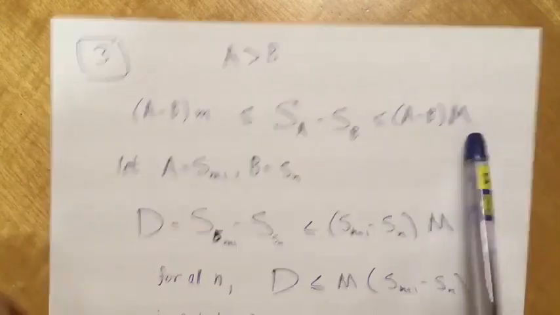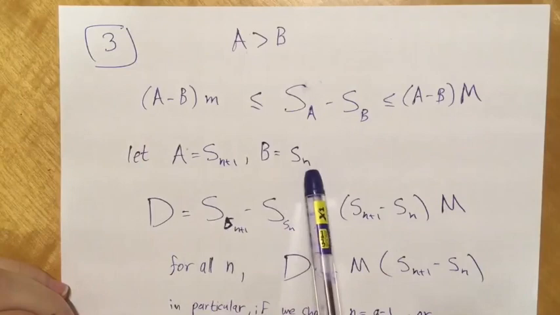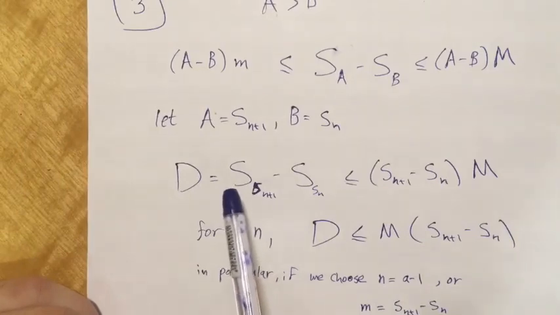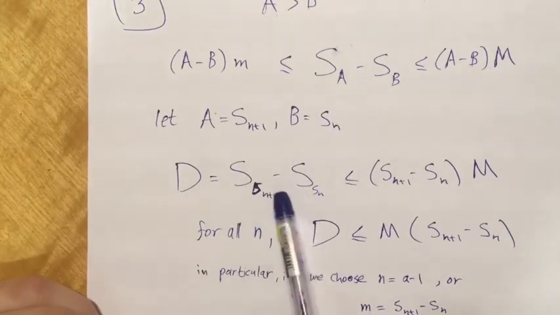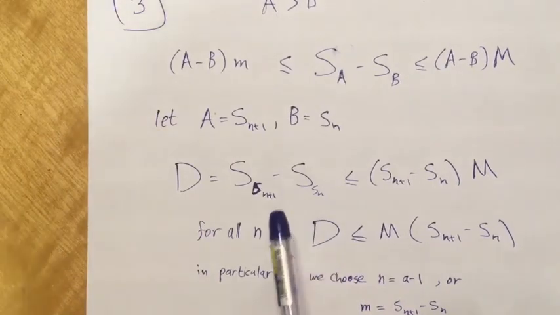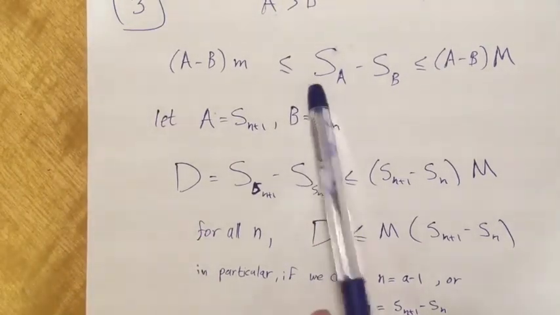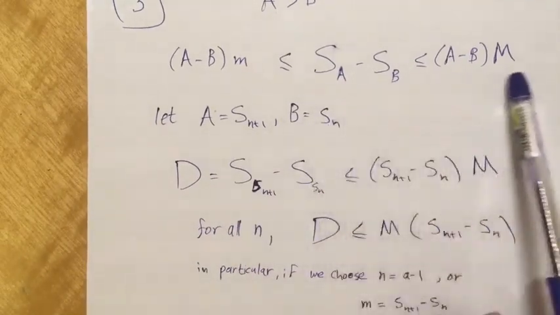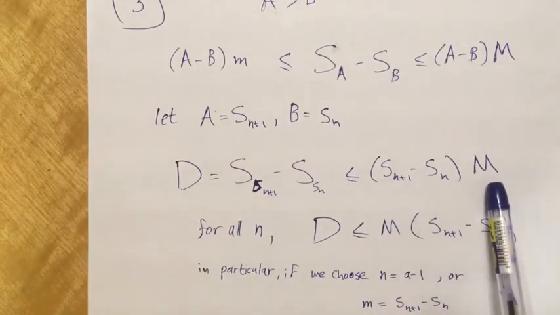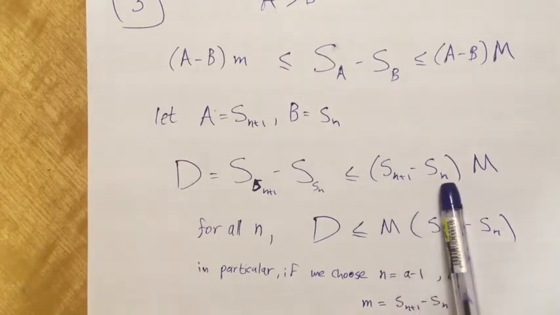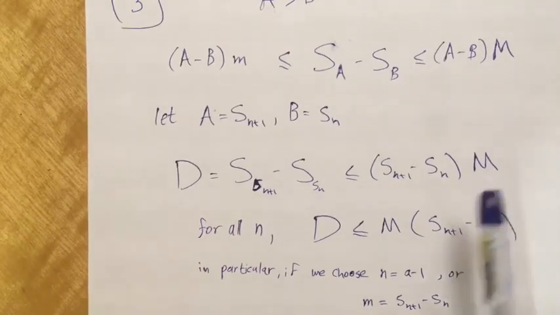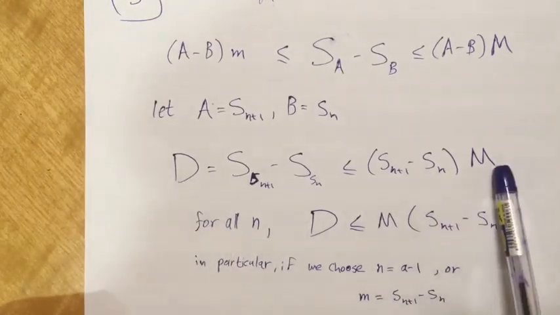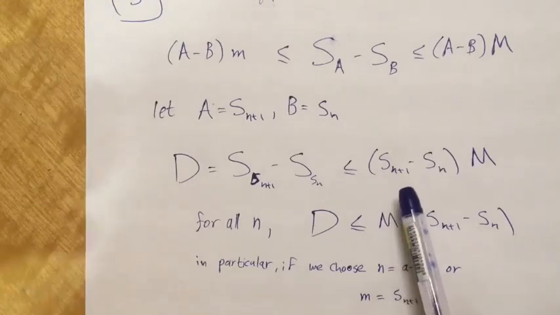Now if we choose A and B to be S_n plus 1 and S_n, then what we get is D, which is essentially S of n plus 1 minus S of S_n. It is also of the form S_A minus S_B, where A and B are these. So this is bounded above by what? (A minus B) times M, and that is (S_{n+1} minus S_n) times M. So what that says is, for all n, D is constant, capital M is constant, but this relationship is true for all n.